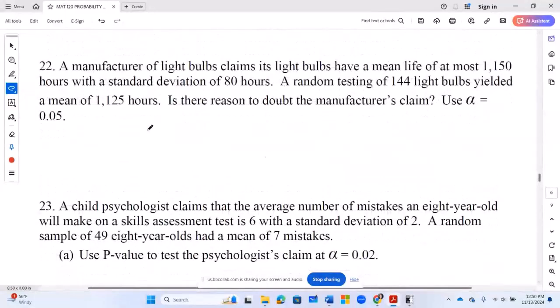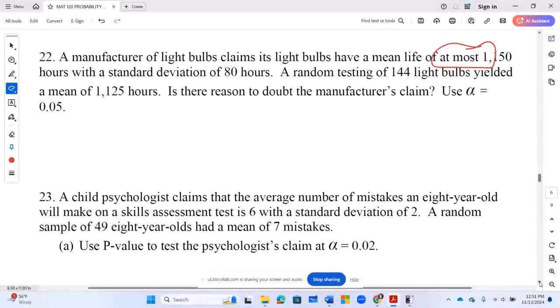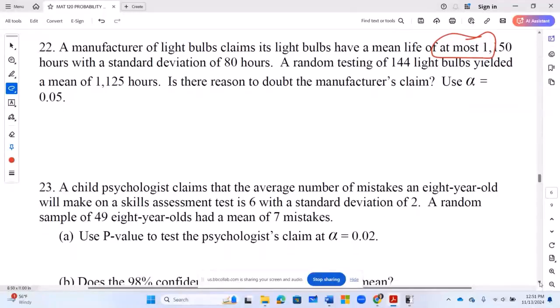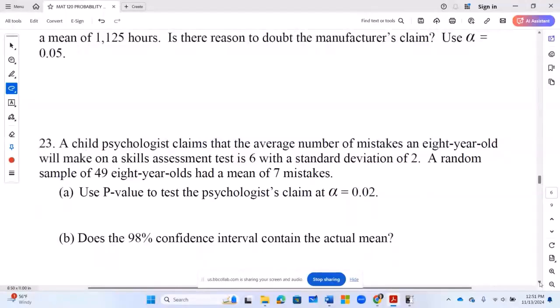Let's read question number 22. A manufacturer of light bulbs claimed that a light bulb has a mean lifetime of this many hours with a standard deviation of that. A random testing of 144 bulbs yielded that. Is there a reason to doubt the manufacturer's claim? So let's read what the manufacturer says. A manufacturer's light bulb claims that its light bulbs have a mean life of at most. So this is a left tail test. At most, the keyword is at most. And so because it is at most, let's just look for a test that is a two-tailed test.